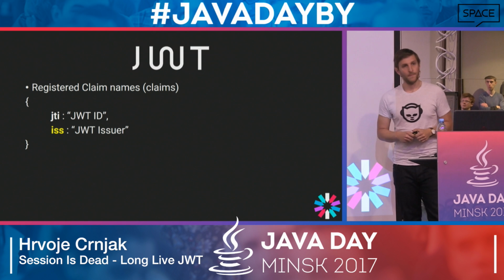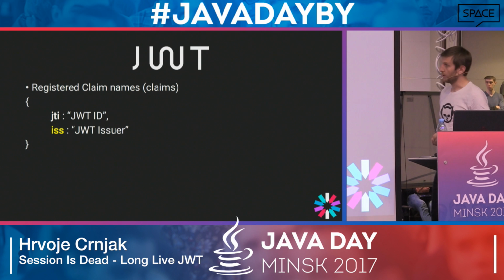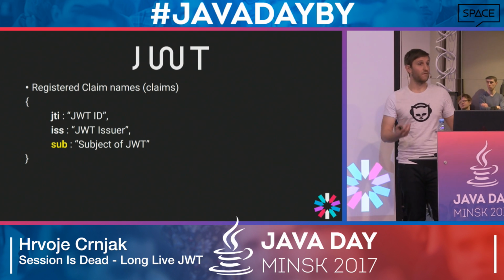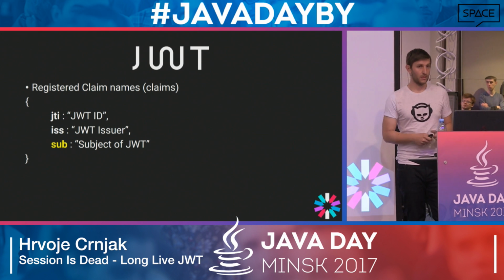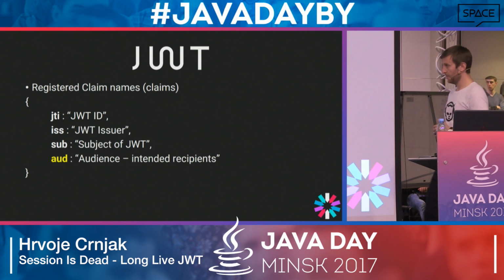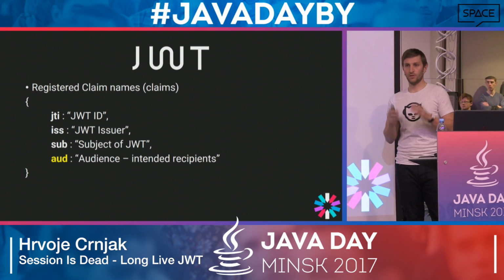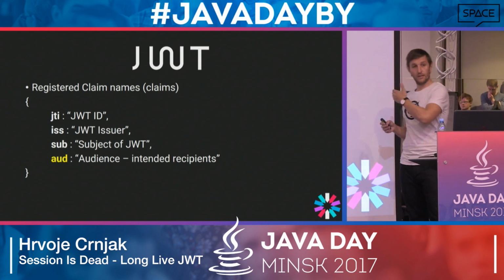Next, we have the issuer claim. So this would be the name of the service that created the token in question. Then we have the subject. So this would be the subject of the token in question. As we said, each token is created for a specific user. So for example, if a token was created for a user named John, then, I don't know, John's ID or John's username would be in this subject claim. Then we have the audience claim. So this would be the intended recipients. You would use this claim if you want to be sure that your token will only be used on specific services. So in that case, you would put a list of allowed service names inside of this claim.